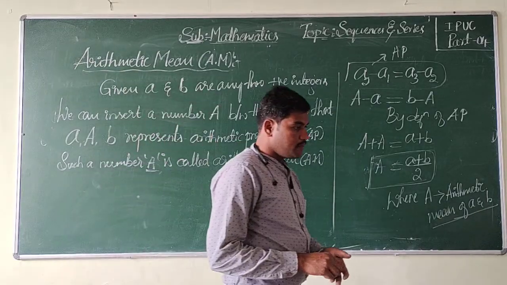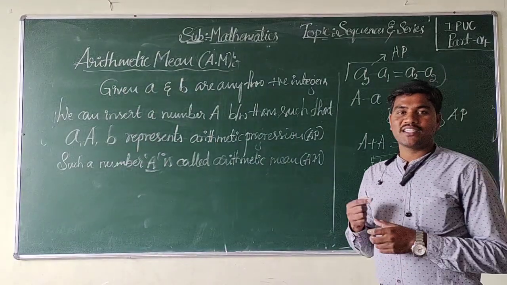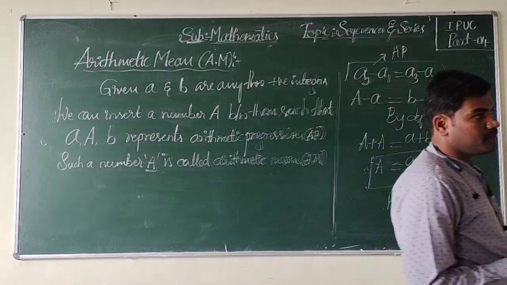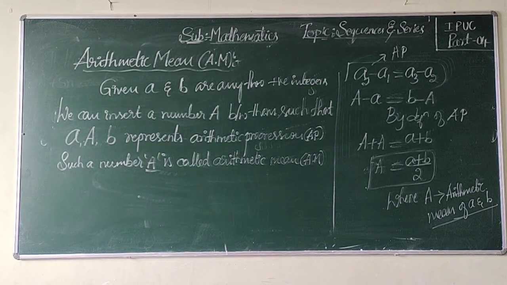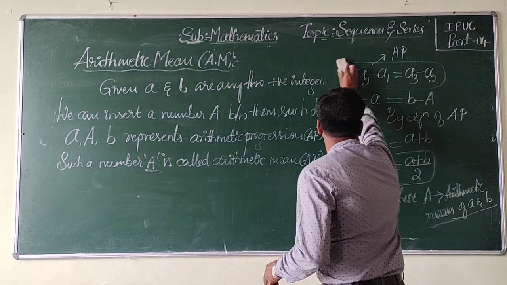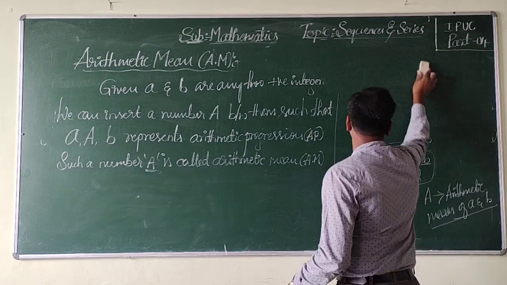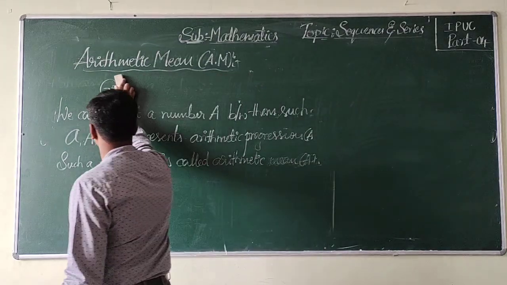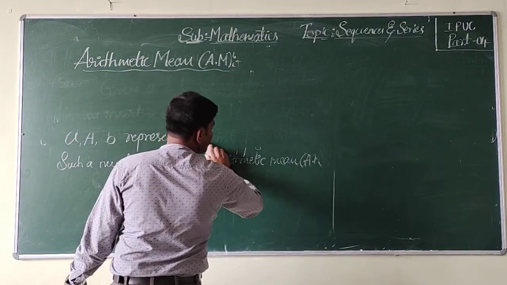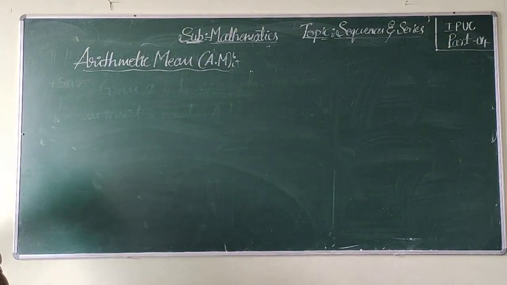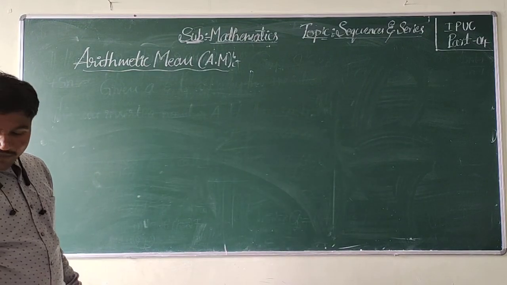Okay. Next, based on this concept, let us take a few more examples to understand the arithmetic mean of AP. First of all, insert 6 numbers between 3 and 24.